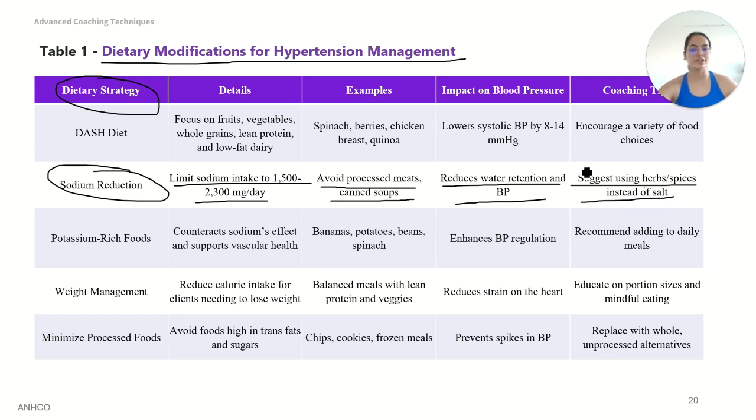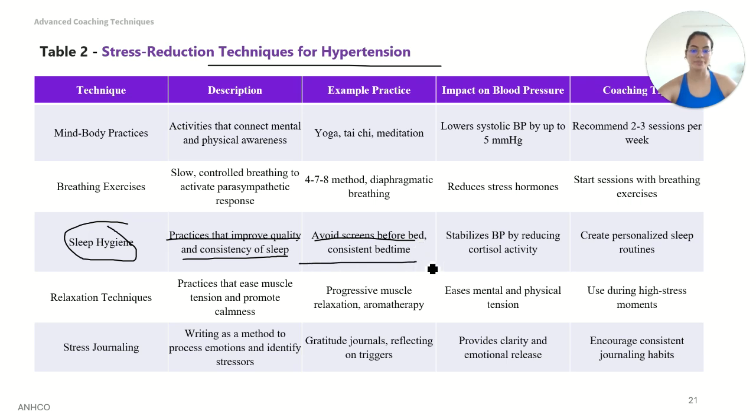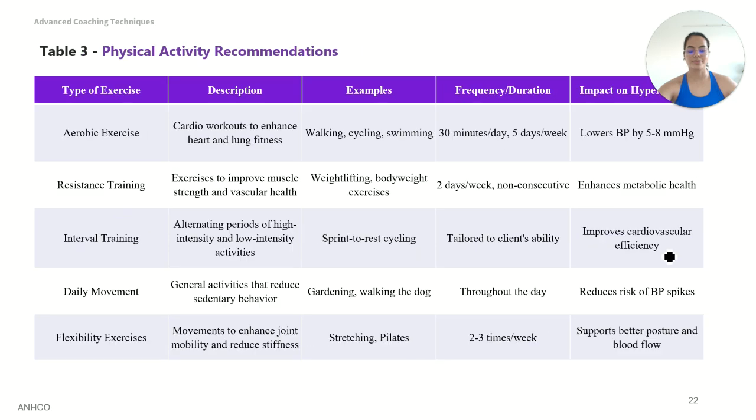Take a moment to have a look at the rest of the table. Table number 2 looks at the stress reduction techniques for hypertension. Let's have a look at sleep hygiene as one of the tricks. Description: practices that improve quality and consistency of sleep. Example is avoiding screens before bed and consistent bedtime. Impact on blood pressure: stabilizes BP by reducing cortisol activity, and a coaching tip is to create personalized sleep routines.